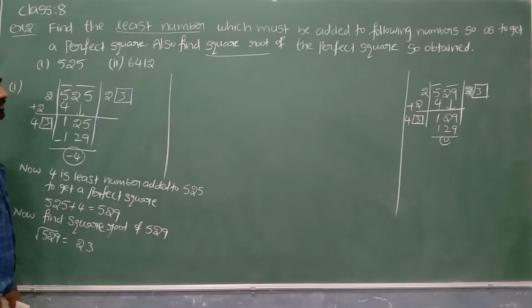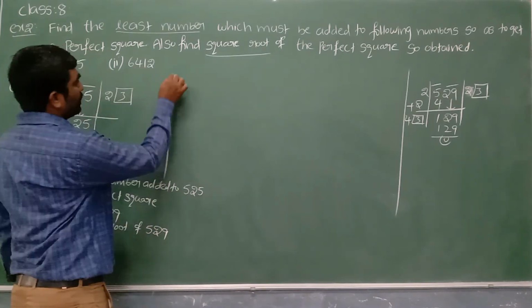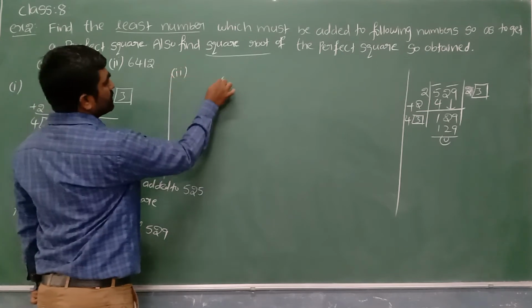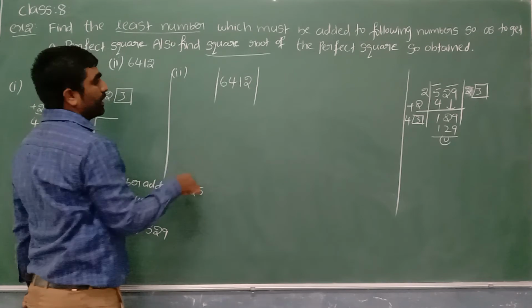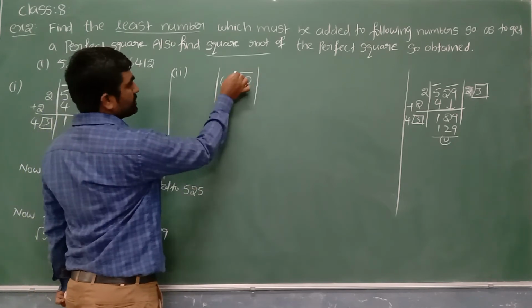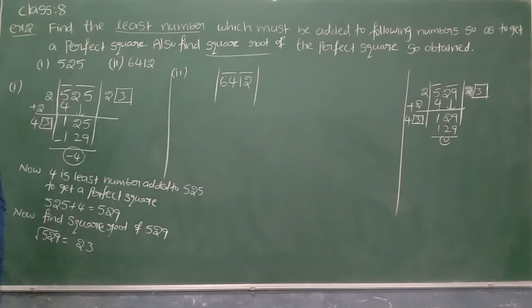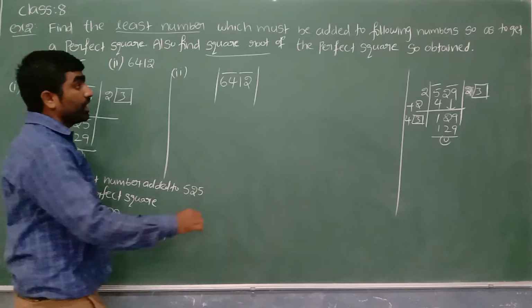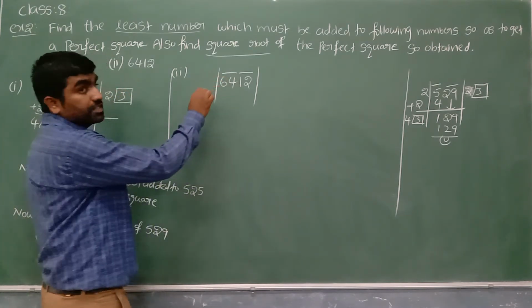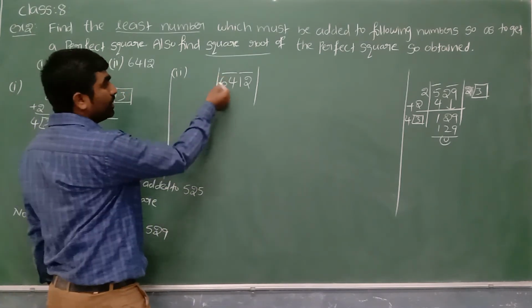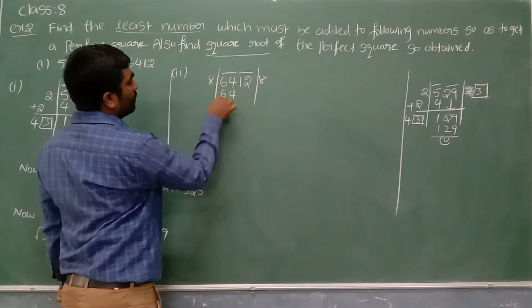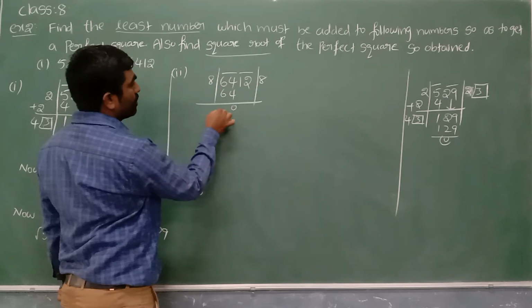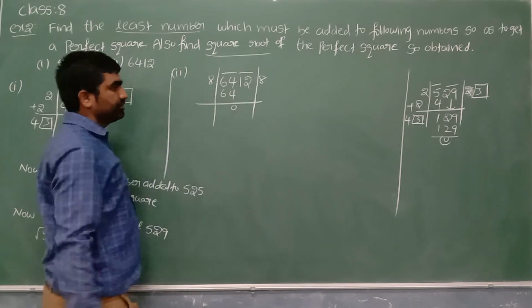We can go one more. 6412. Second one, 6412. So we keep two vertical lines. Place the bar from the ones place on every pair of digits. 64. The perfect square which is near to 64, less than 64 or equal to 64. Yes, 64 is a perfect square. 8 8s are 64. What is the remainder? 64 minus 64 is 0.